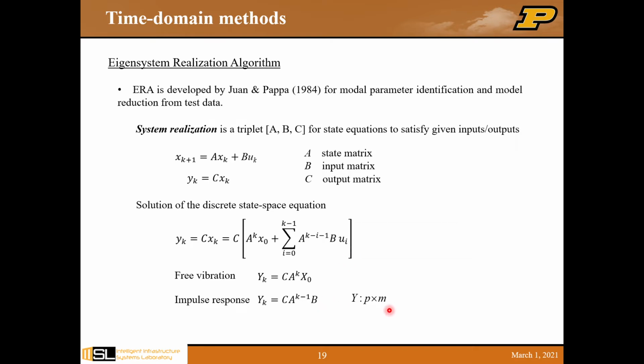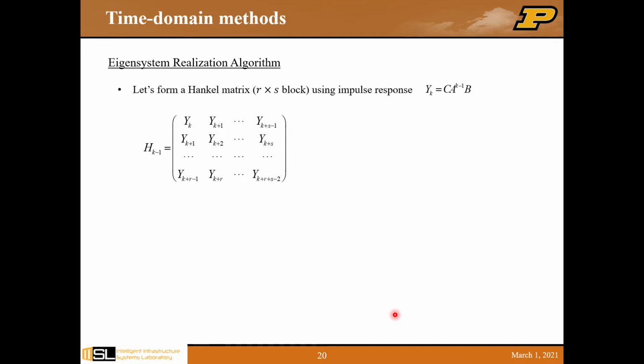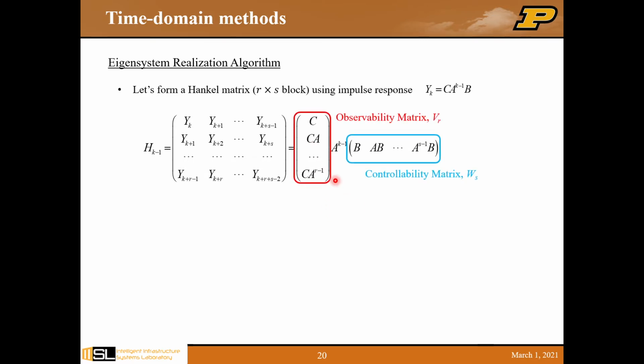Y is the matrix with the size of P times M. P is the number of measurements, and M is the number of inputs. Next step, let's form a Hankel matrix with the size of R times S blocks using the impulse response. We can decompose it into three parts. The first item is the observability matrix, the second item is the system matrix, and the third item is the controllability matrix.